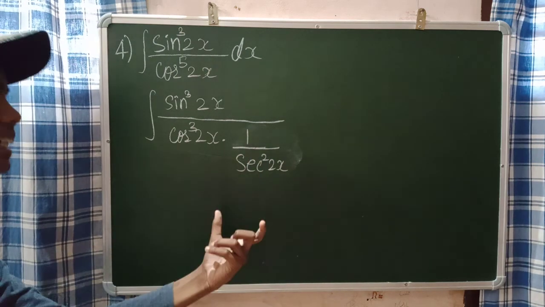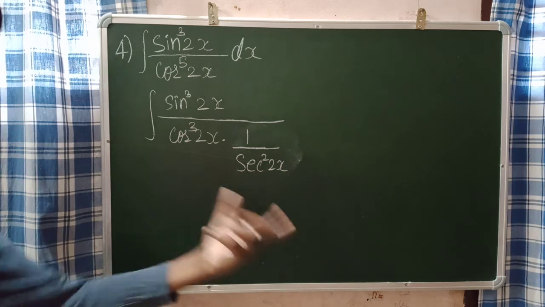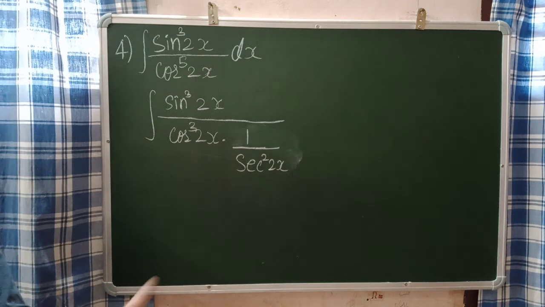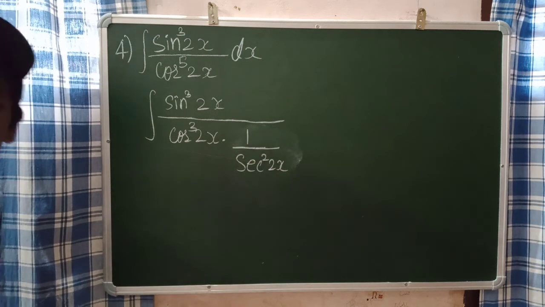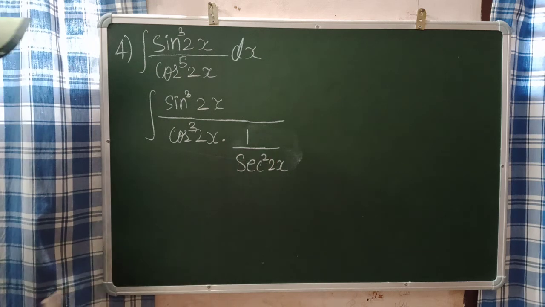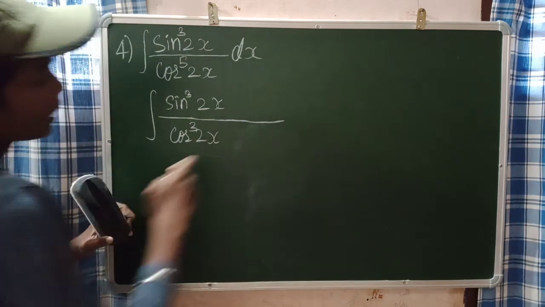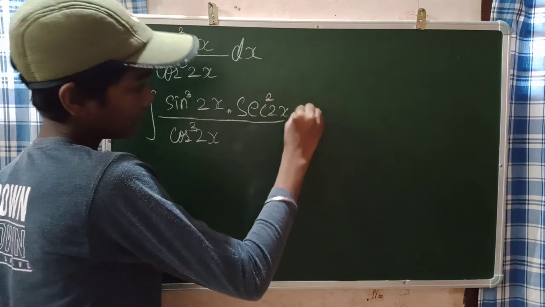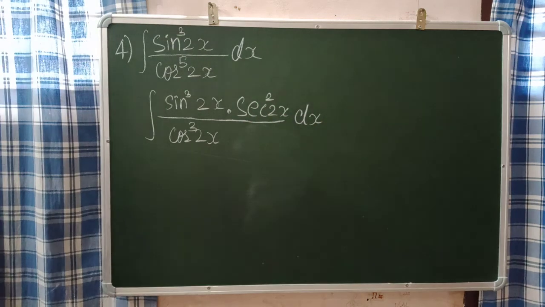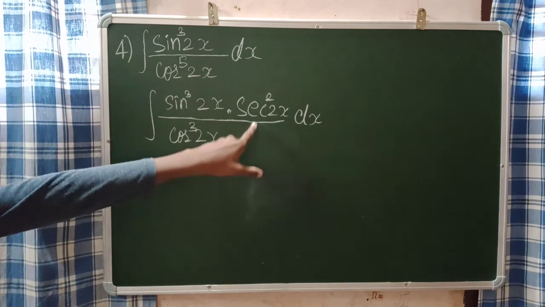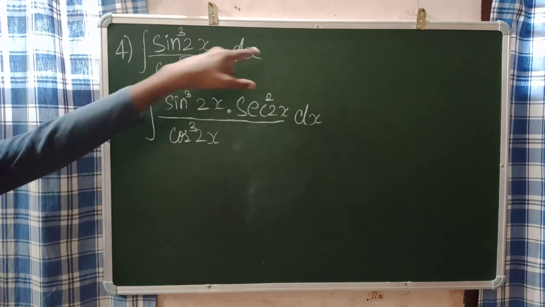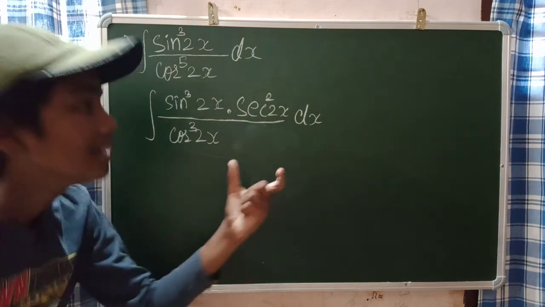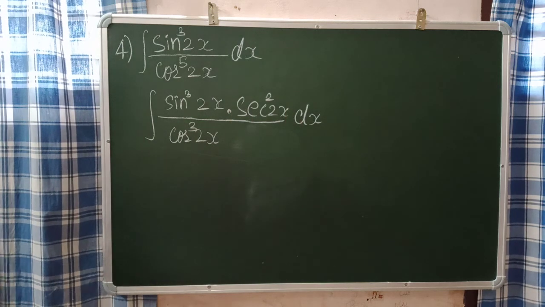Now, as I am having division here in the denominator, I would take it to the numerator. So when I take this secant square of 2x to the numerator, what you will get is into secant square of 2x dx. I forgot to write the dx. So I wrote 1 by secant square of 2x to the numerator because it is in the denominator, and that's why I took it to the numerator.